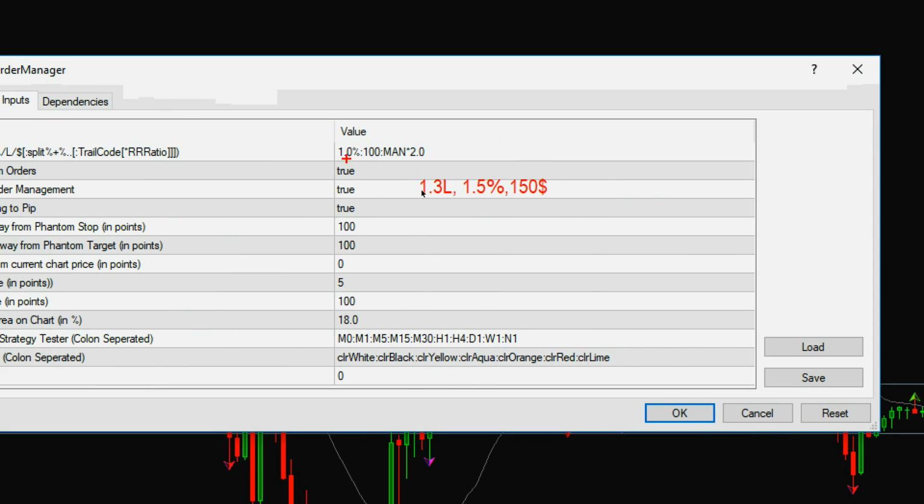So in the first part, it has to be in a specific order. If you are defining a fixed number of lots as your risk parameter, you have to define how many lots followed by the letter L. If it is a percentage, then you have to define the percentage followed by a percentage character. And if it is a fixed dollar amount, you have to define a value followed by the dollar character.